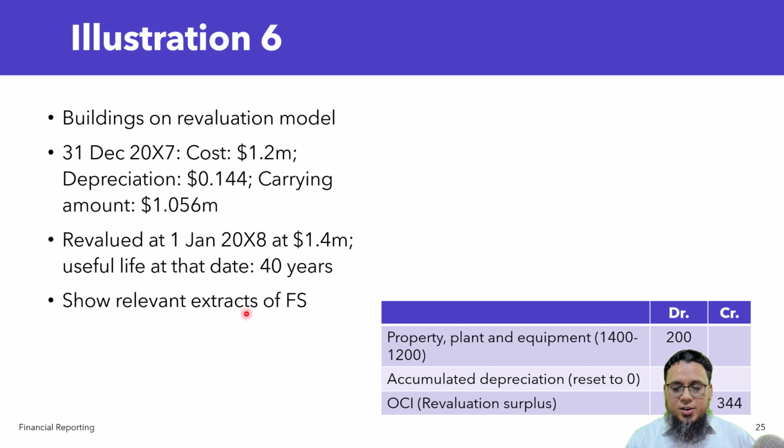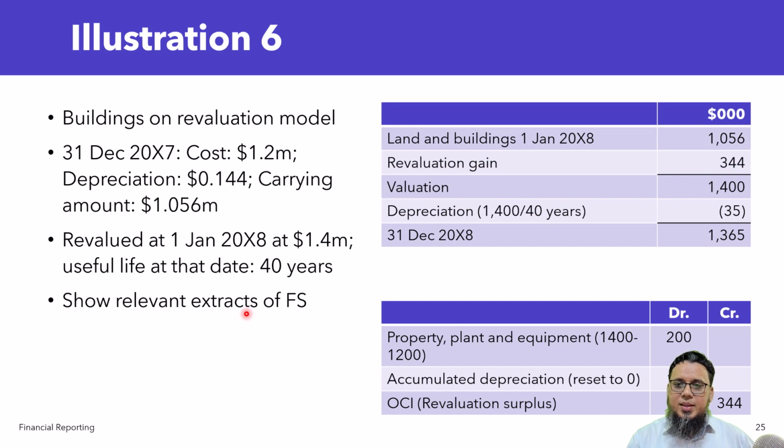Show relevant extract of financial statements. On the asset side, you have land and building on 1st Jan 20x8 at $1.056 million. You got a revaluation gain of 344. How did you get the revaluation gain of 344? This is where you get it. The 1.4 is the balancing amount. The valuation of $1.4 million needs to be the ending value, and the delta between these two is 344.